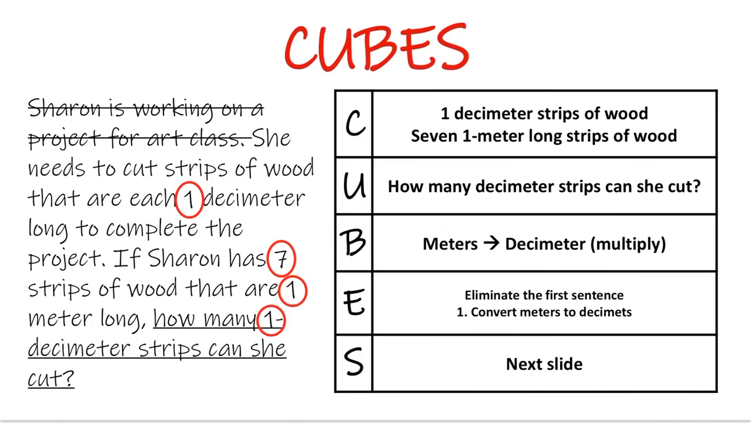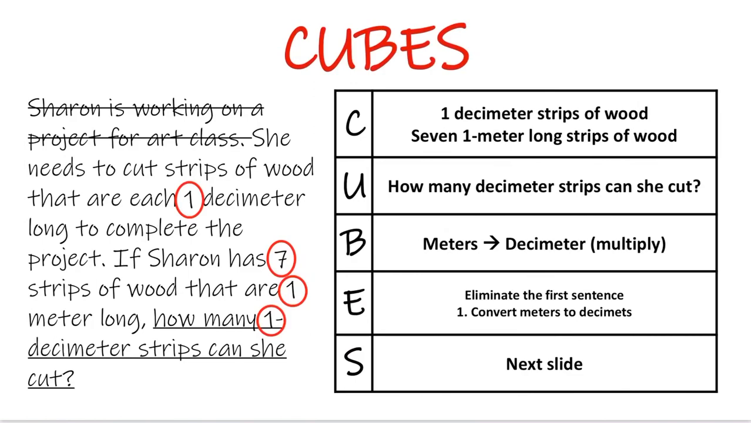All right. Here's another problem to go through with cubes. So Sharon's working on a project for an art class. She needs to cut strips of wood that are each 1 decimeter long to complete the project. If Sharon has 7 strips of wood that are 1 meter long, okay, so she has 7 1-meter-long strips of wood, how many 1 decimeter strips can she cut?